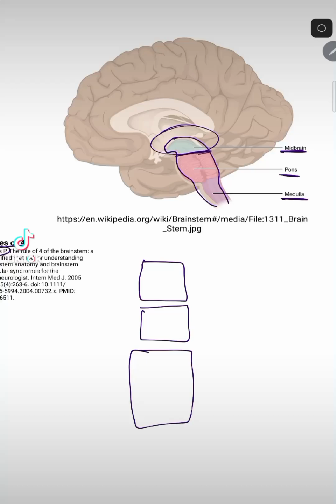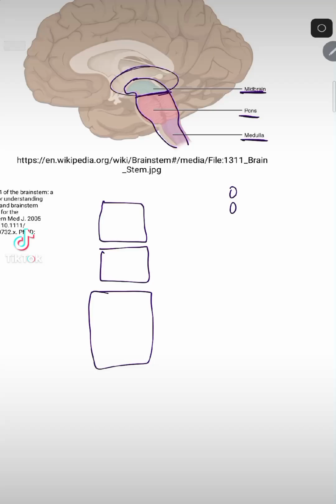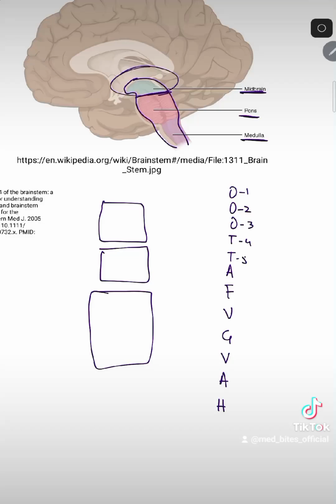Now we know that we've got 12 cranial nerves in total, so let's go over them. We've got "Oh, to touch and feel, gives Vinny PG stuff," all right? So cranial nerve 1, 2, 3, 4, 5, 6, 7, 8, 9, 10, 11, 12, right? So we've got olfactory, optic, oculomotor, trochlear, trigeminal, abducens, facial, vestibulocochlear, glossopharyngeal, vagus, accessory, and hypoglossal.